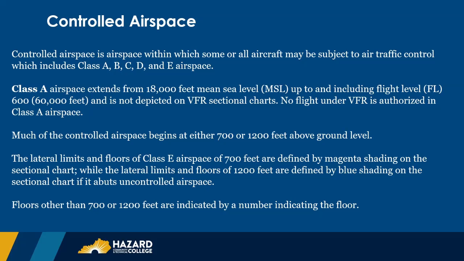Much of the controlled airspace begins at either 700 or 1,200 feet above ground level. The lateral limits and floors of Class E airspace of 700 feet are defined by magenta shading on the sectional chart, while the lateral limits and floors of 1,200 feet are defined by blue shading on the sectional chart if it abuts uncontrolled airspace. Floors other than 700 or 1,200 feet are indicated by a number indicating the floor.